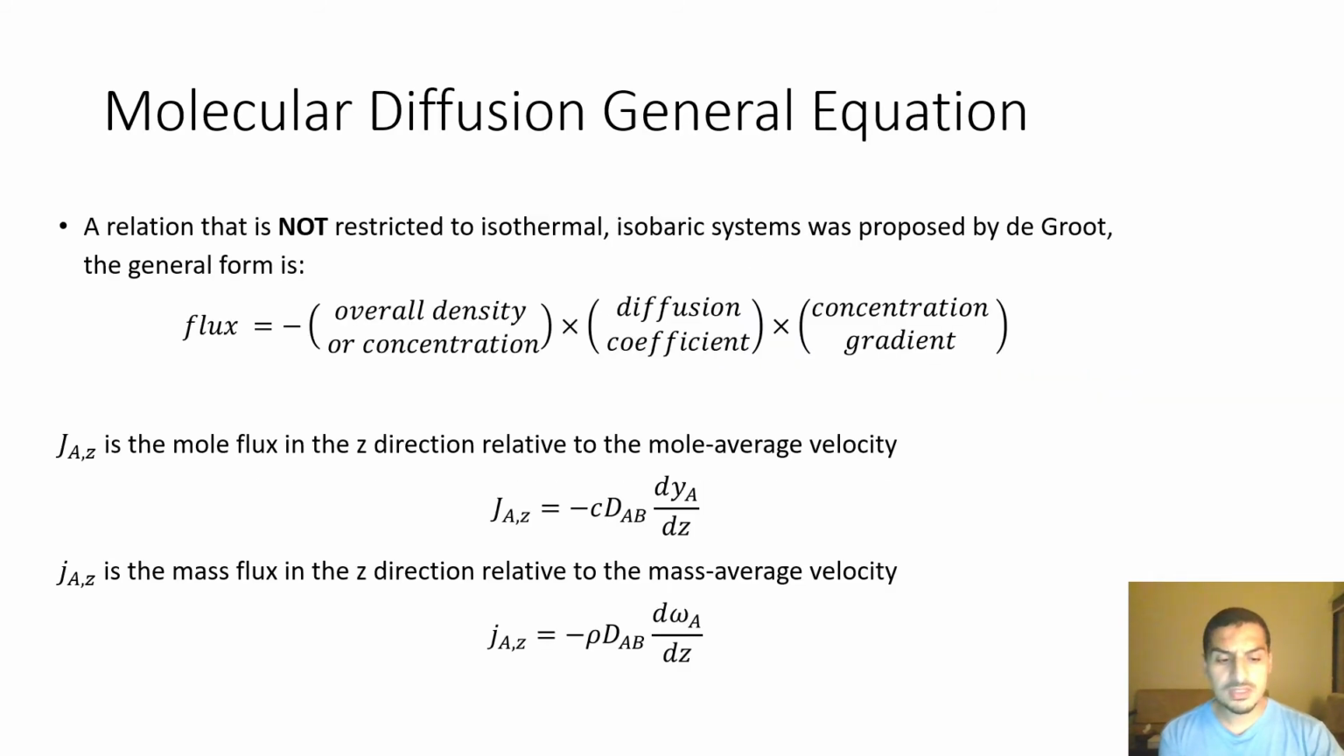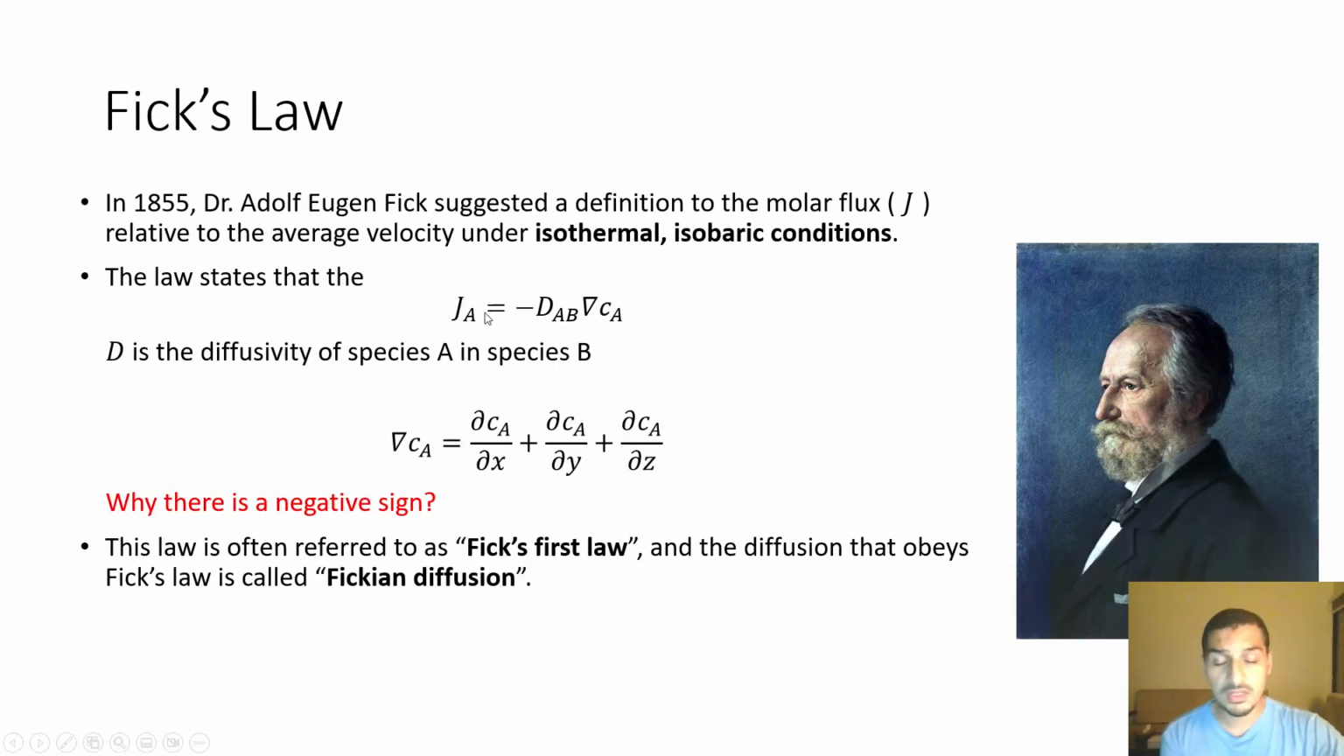And now let's go back to the previous slide here, just to revisit this part. Why did we say that this is valid only for isothermal and isobaric conditions? The reason is that this equation states that the concentration is dependent on x, on y, and on z. So it's a function of the three parameters that we see here.